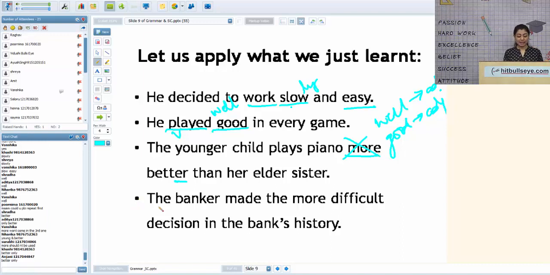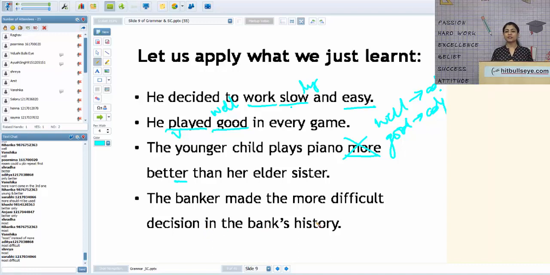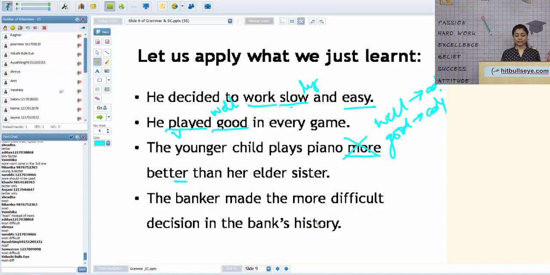Moving on to the last example, the banker made the more difficult decision in the bank's history. So remember how we talked about that the superlative degree always talks about extremity. So it wouldn't be more, it should be most.